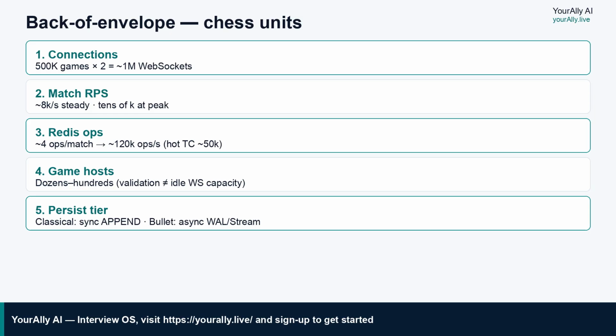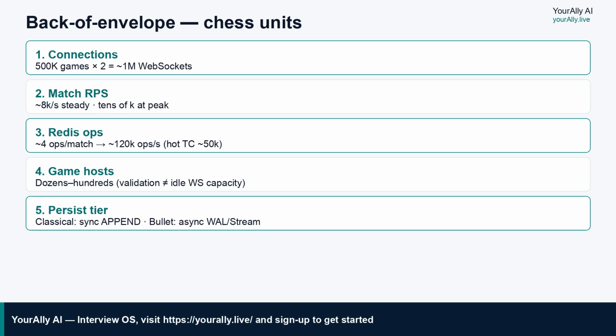Single threaded Redis sorted set throughput sits in the low hundreds of thousands per second, so one node still has headroom. Say the textbook sharded answer, then prove you do not need it yet. Sharding adds bandage bugs. A host's idle connection capacity is not live validation capacity. Expect dozens to low hundreds of game servers.